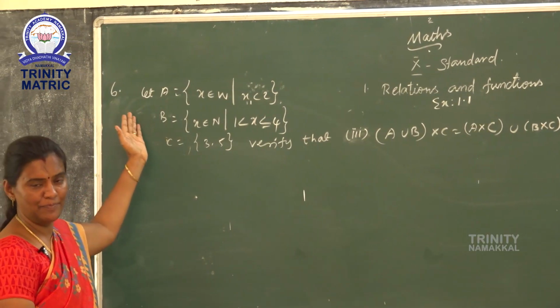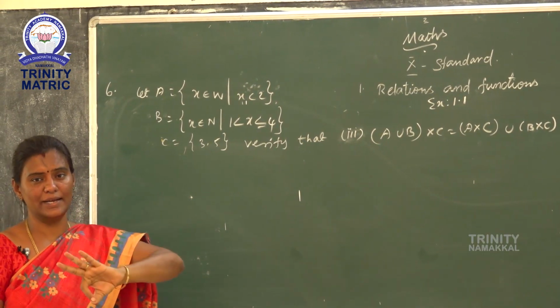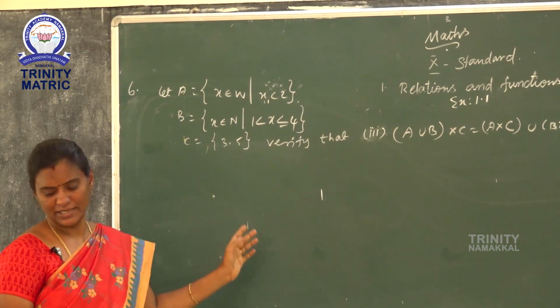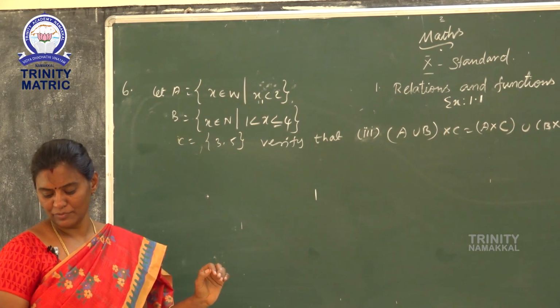Now we see the sixth sum. In the sixth sum, totally we have 3 sums. The first 2 sums are homework. The first 2 sums, see the example sum 1.3.